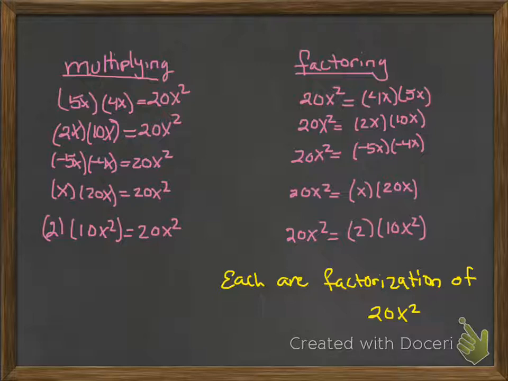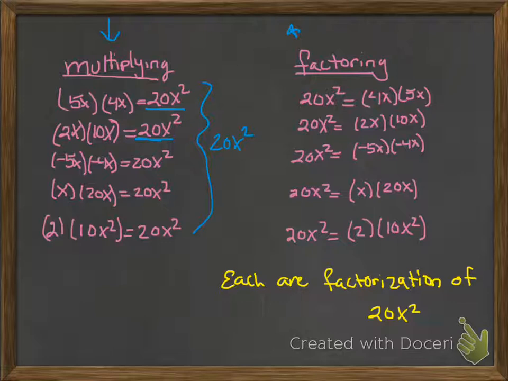Multiplying. When we multiply, and this is what we were just doing, now we're going to switch over into factoring. When we multiplied 5x times 4x, we ended up with 20x squared. We could multiply 2x times 10x, we'll still end up with 20x squared. Negative 5x times negative 4x is still 20x squared. x times 20x is 20x squared, and 2 times 10x squared is 20x squared. Notice there are a lot of different ways to say 20x squared.